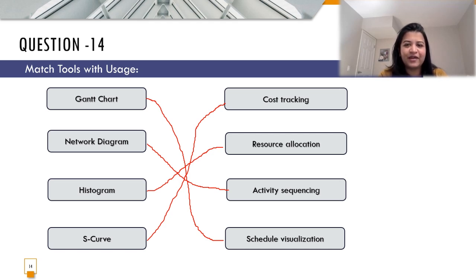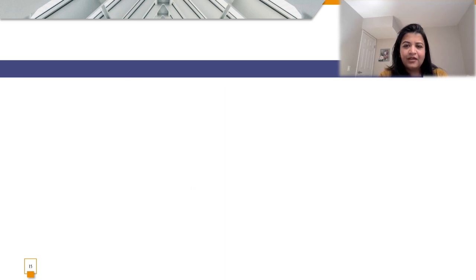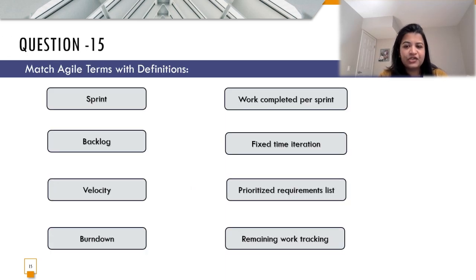In question number 15, we are supposed to match the agile terms with their definitions. So let us start with the sprint first. Sprint is definitely a fixed time iteration. Typically about 2 to 4 weeks is what we call a sprint.